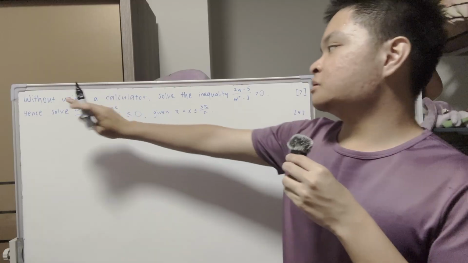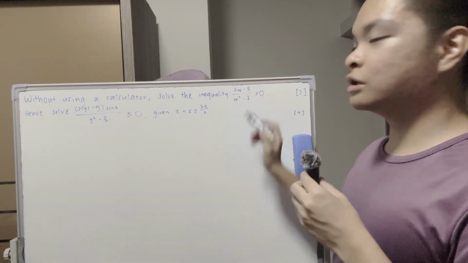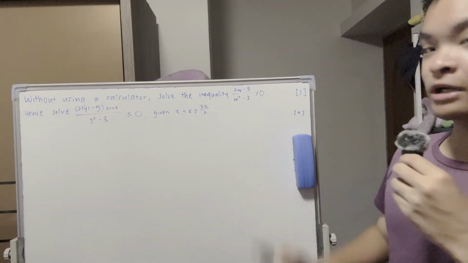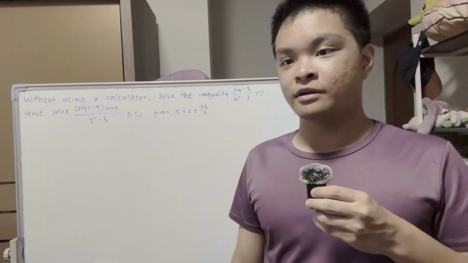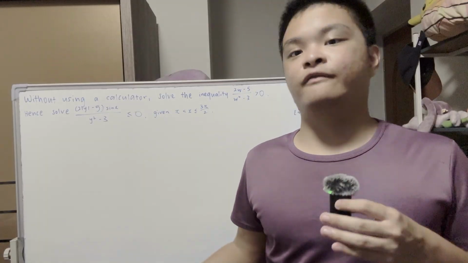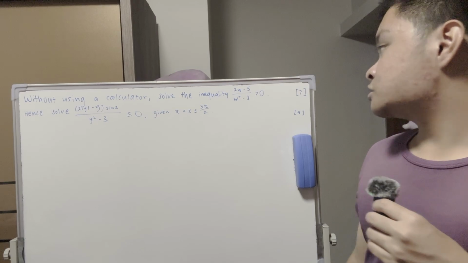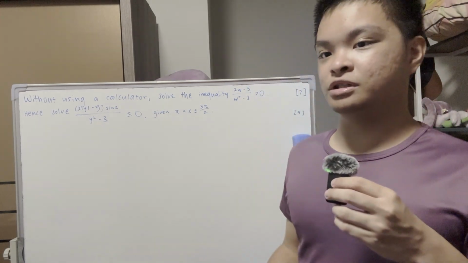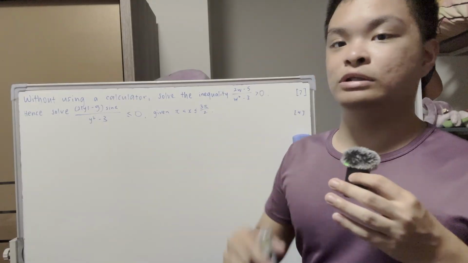So first question, without using a calculator, solve the inequality (2w minus 5) over (w squared minus 3) is more than 0. So since the question says that we cannot use a calculator, we can't sketch the graph. So we have to use an algebraic method. It's quite simple. All we need to do is find the critical values, and do the sign test.